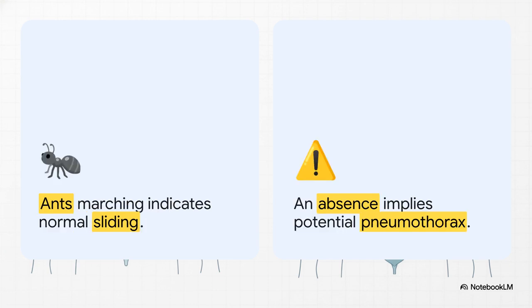Next up, the hunt for a pneumothorax. When you're looking at the lungs in standard B mode, look closely at the pleural line for a visual metaphor we call ants marching. This shimmering effect is just the normal sliding of the visceral and parietal pleura against each other as the patient breathes. If you see the ants, a pneumothorax is 100% ruled out in that specific spot. But if the ants stop marching and that line goes completely still, you better suspect a pneumothorax.